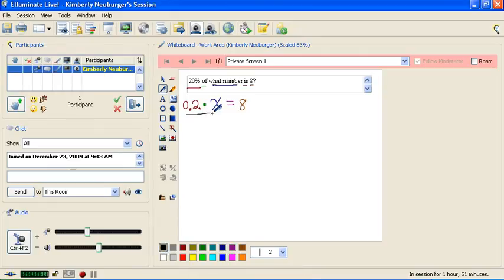And to solve it, we divide both sides by 2/10. These cancel, and 8 divided by that ends up being 40. So notice if you take 20% of 40, you will get 8. So that is our solution to this particular problem.